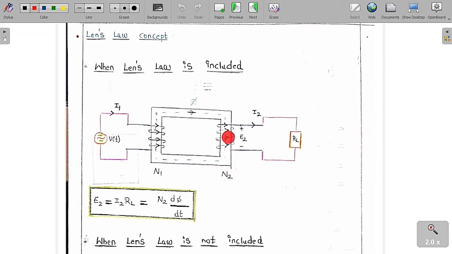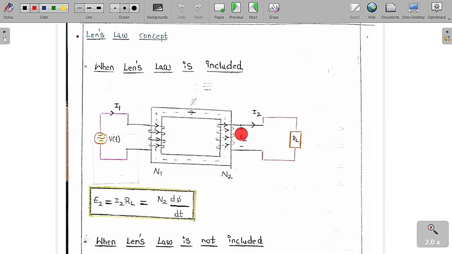So you can see clearly, the direction of the original flux is downward, and the flux produced by the secondary coil should be opposite, meaning it should be in the upward direction. So if you keep the fingers in the direction of the current, you can see clearly the flux is produced upward. So this is the direction of the current.